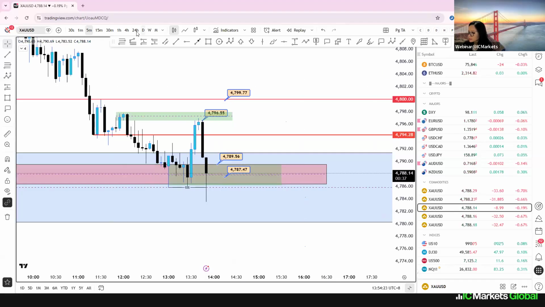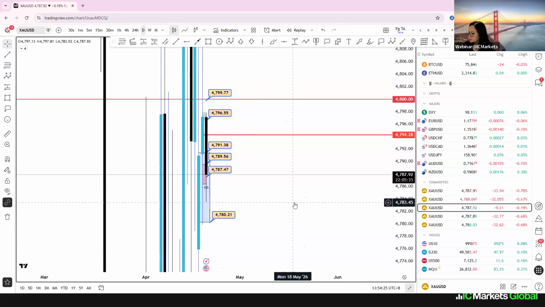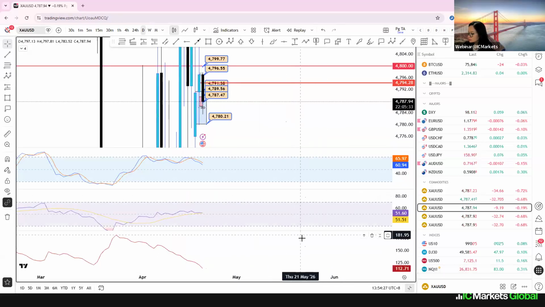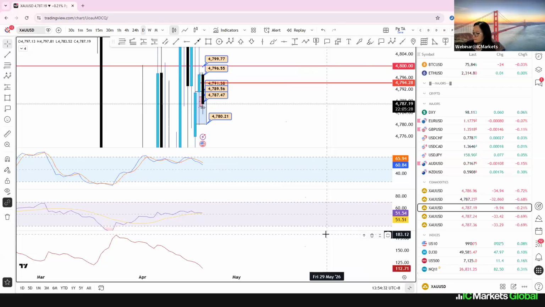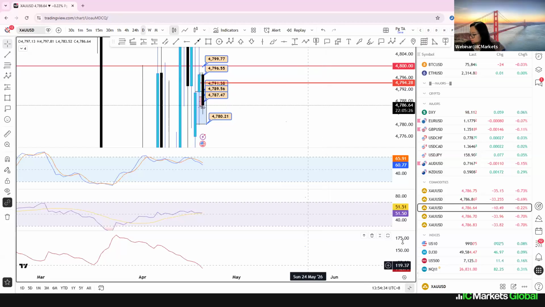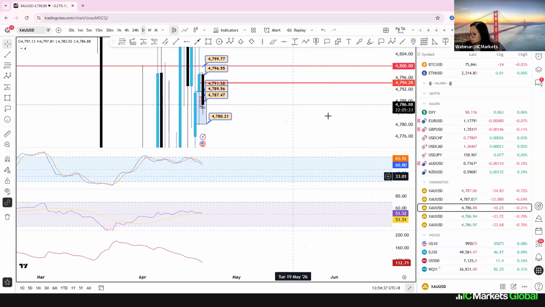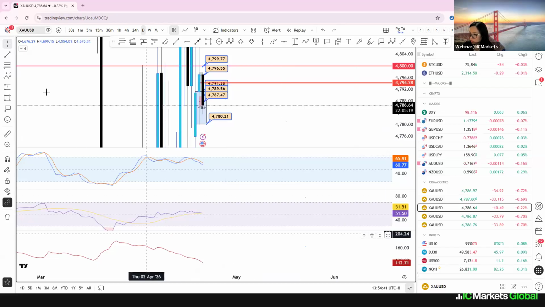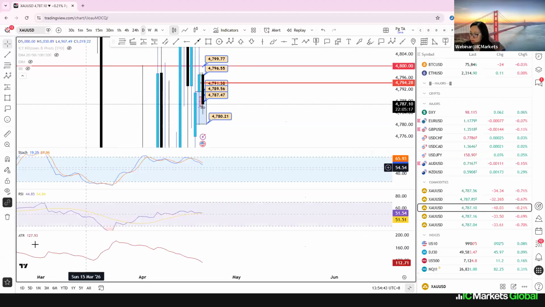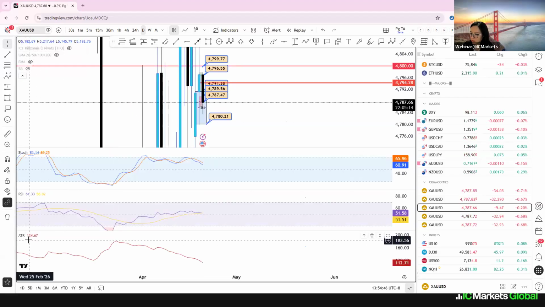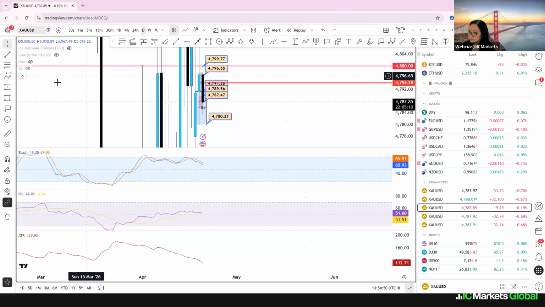Okay, so now the ATR. The ATR in the daily time frame is about 1,112 pips. So 1,000 plus pips is how much the daily time frame moves. This is the ATR, or you can just look here, the ATR here is about 1.3K pips.